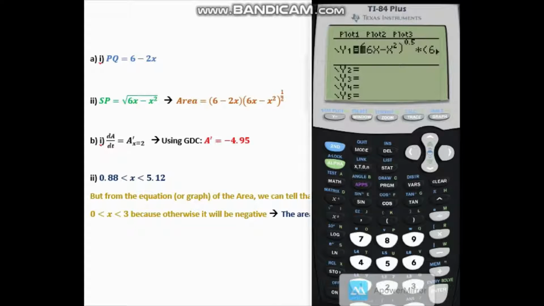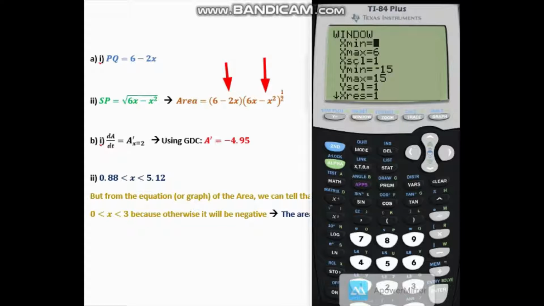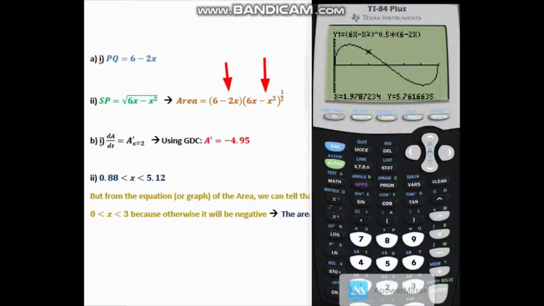So I've written down the expression for the area on my GDC. So there is this component, 6x minus x squared to the power of half, multiplied by 6 minus 2x, which is this component. Next, I shall adjust my window. I've been given in the question that it extends from 0 to 6 in terms of the domain. And in terms of the range, or the y values, I shall have to use trial and error until I get an appropriate picture of the curve. Next, I shall click on trace, and there is my curve.